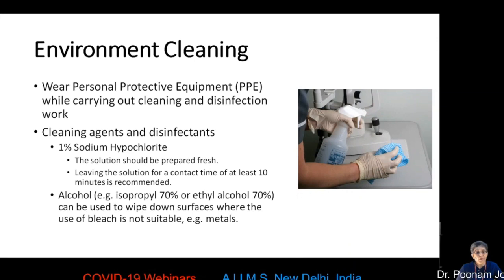Leave the solution for a contact time of at least 10 minutes. There are certain surfaces where the use of bleaching powder or bleaching agent is not recommended, such as metals. So on those surfaces, alcohol, either isopropyl alcohol 70% or ethyl alcohol 70%, can be used to wipe down the surfaces.